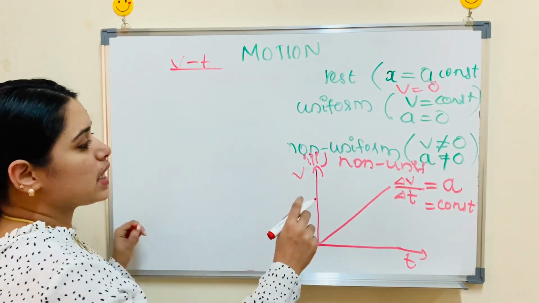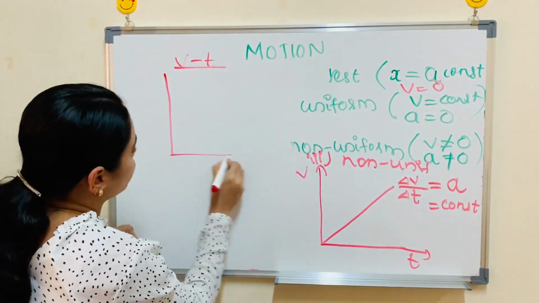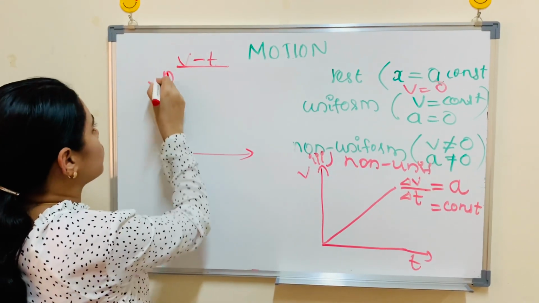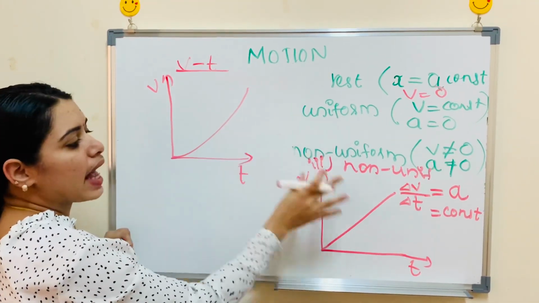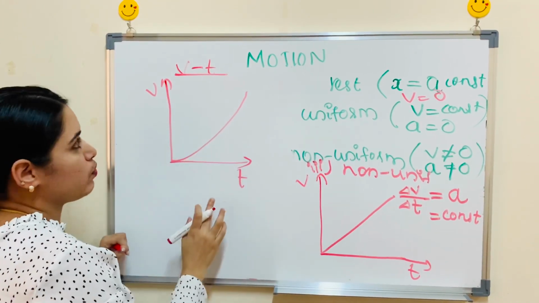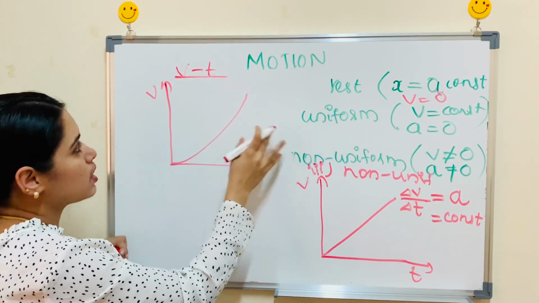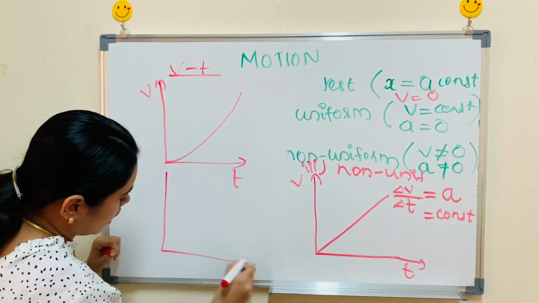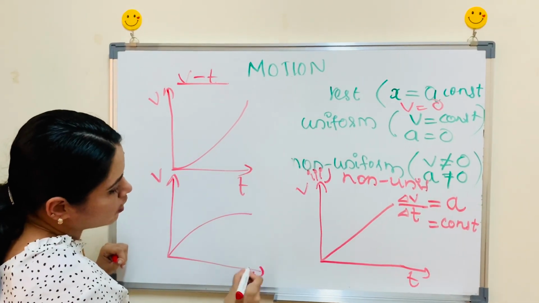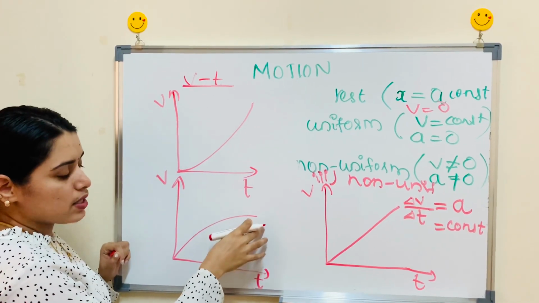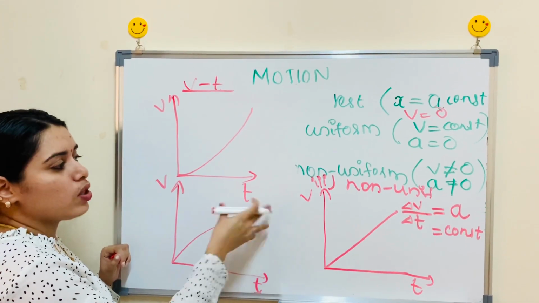Another velocity time graph for non-uniform motion, this v-t graph, we can draw like this. Here the acceleration is not uniformly changing, or acceleration is not uniform. Another v-t graph for non-uniform motion, we can draw like this. Here also the acceleration is not uniform.